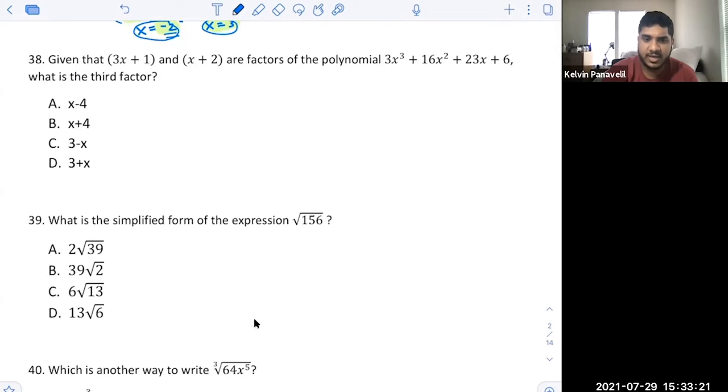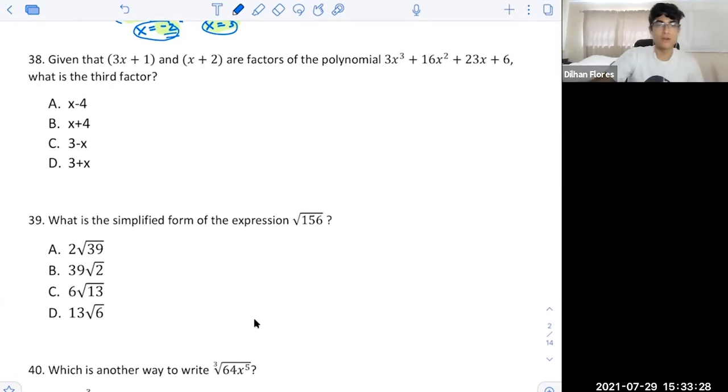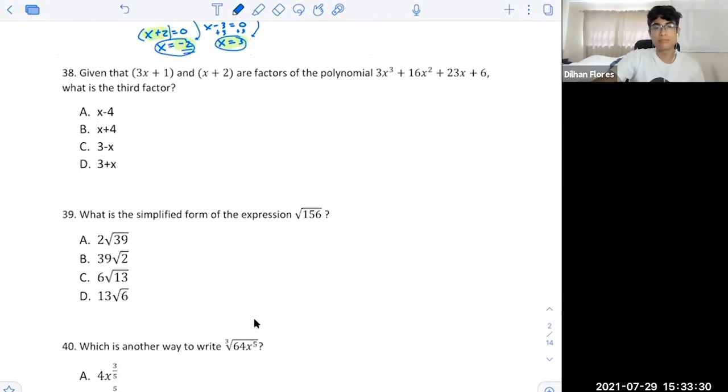You want to skip 38? Dylan, what do you think? Which question do you think we should do next? Yeah, this is another long division question. Let's do 39. Yeah.